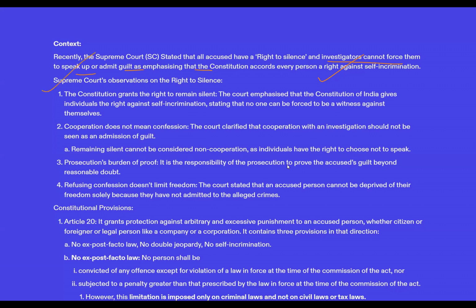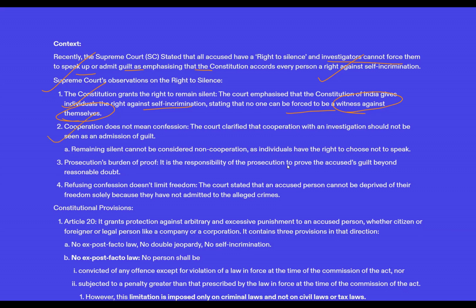Now, what did the Supreme Court observe with respect to right to silence? It said that the Constitution grants the right to remain silent to every individual. And it emphasized that individuals have the right against self-incrimination and no one can be forced to be a witness against themselves. This is very important for all of you to understand, that nobody can be compelled to be a witness against oneself, because then what will be the role of the judiciary? What will be the role of the whole of the proceedings in the court? If somebody is forced to accept his guilt, there are chances that some of the people who are less resourceful and fighting against more resourceful people can be victimized. That is why this right has been guaranteed to us.